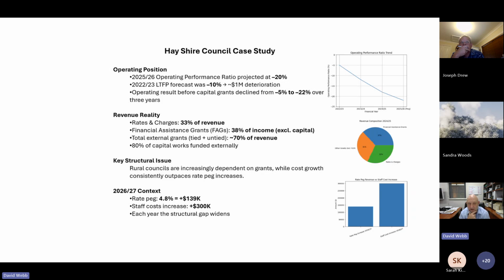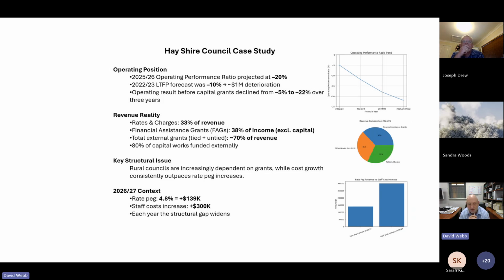So our rates and charges are about 33% of our income. Our financial assistance grants are about 38% of our income. And our total external grants are about 70% of our revenue, but 80% of our capital is funded externally. That is probably not unusual for a council in a rural area of our size. So we're finding ourselves increasingly dependent on grants while cost growth consistently outpaces our rate peg.